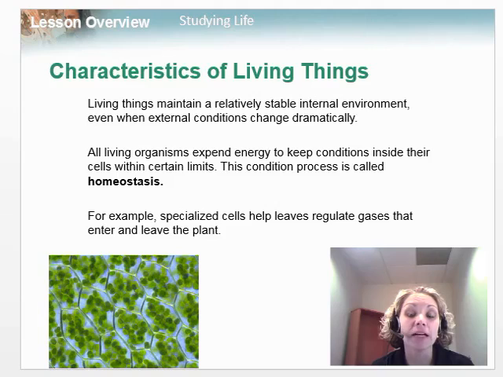Living things maintain a relatively stable internal environment, even when external conditions change dramatically. All living things expend energy to keep conditions inside their cells within certain limits. We call this homeostasis. For example, there are special cells inside leaves that regulate the amount of gases that enter and leave the plant to keep that plant maintaining a stable environment with its surroundings. Similarly, our own cells have many ways to regulate the different nutrients and amounts of water within the cell and the environment that is surrounding our cells.